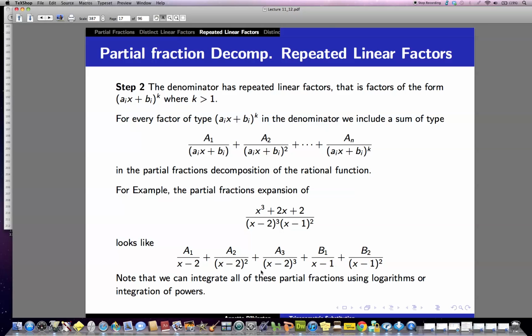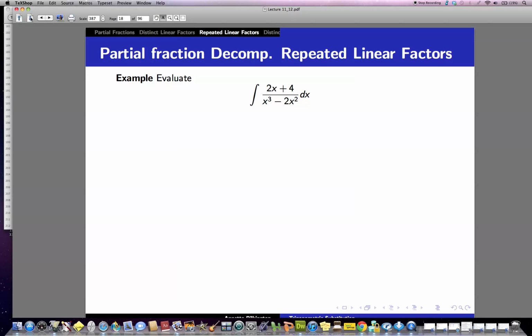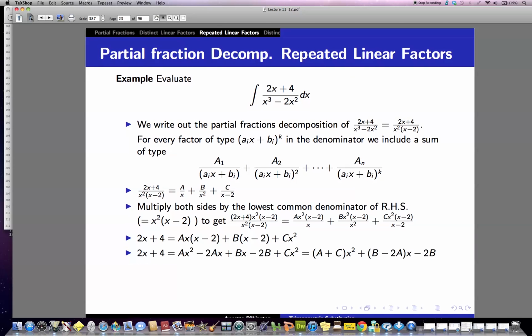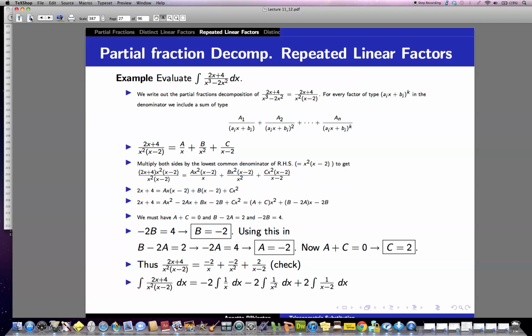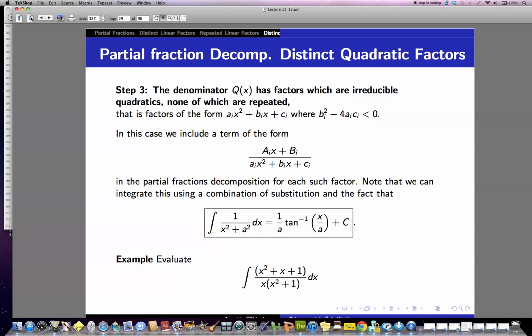Then I equate these two, and I can proceed as before to solve for the unknown constants here, a1, a2, a3, b1, b2, and then all of these terms I can integrate using logarithms or the power rule. And we will do this example in class. You can see it proceeds as before, and we'll look at the solution in class.